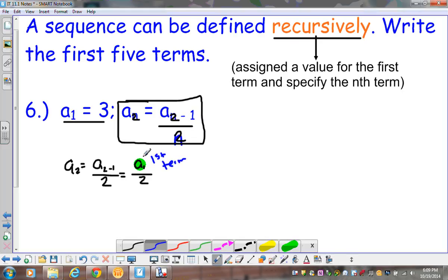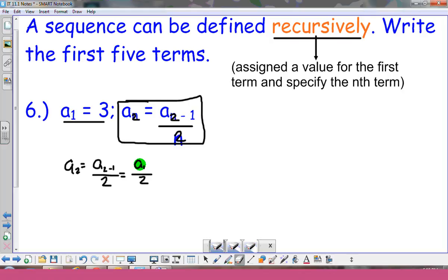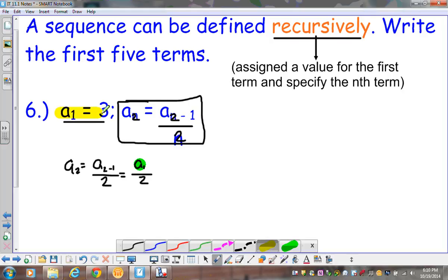So that means in order to find this, I've got to know what my first term is. So in place of that a sub 1, I'm going to plug in my first term. Well, they happen to give me my first term. It's right there. My first term is 3. So in place of a sub 1, I'm going to plug in a 3. So it's 3 over 2, not 3 over 3. 3 over 2, there is my second term. So again, a recursive sequence means you're using a previous term to find the next term.